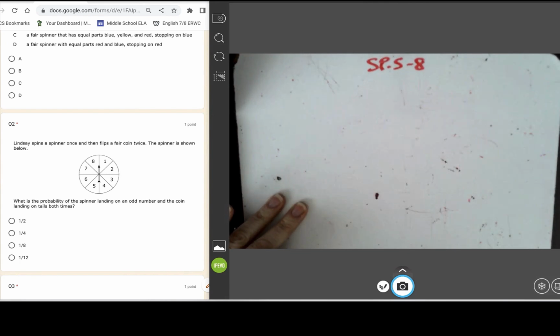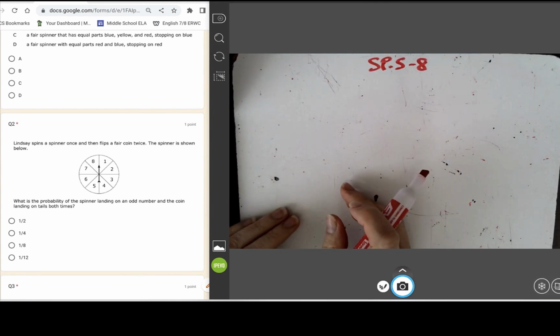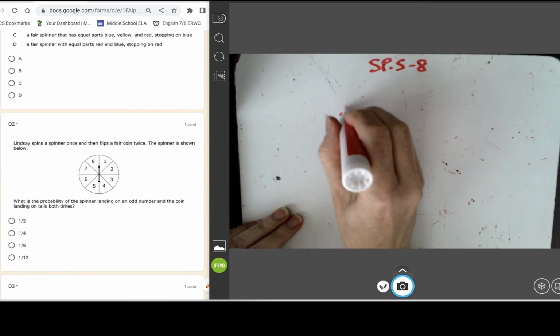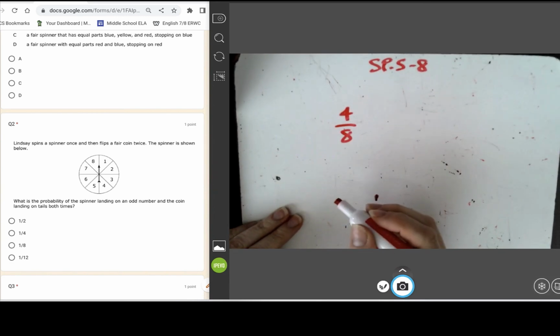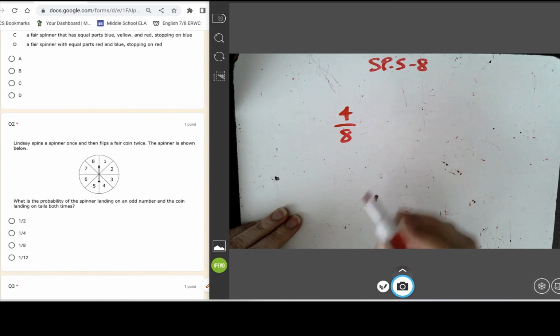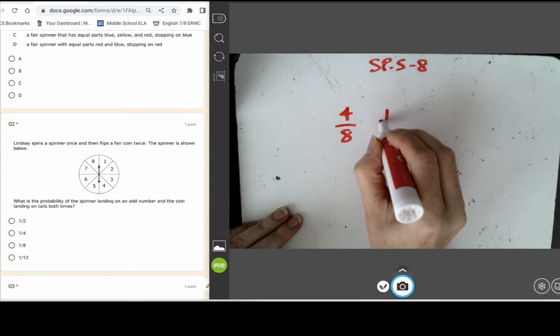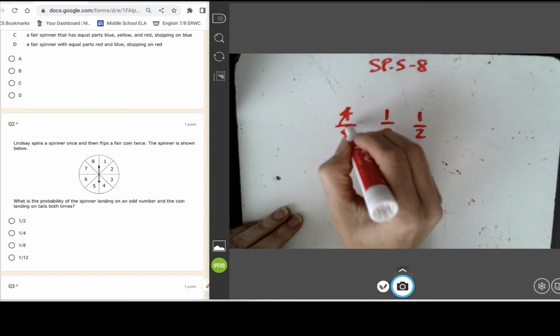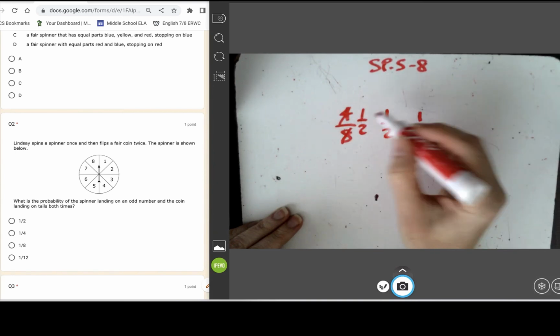Number 2, she spins a spinner once and flips a fair coin twice. That tells me this is going to be compound. The spinner is shown below. What's the probability of the spinner landing on an odd number and the coin landing on tails both times? So odd number, I have 1, 3, 5, and 7. That's 4 out of 8. And then what's the probability of the coin landing on tails both times? That's 1/2, and that's 1/2. Now I'm going to simplify this to 1/2.